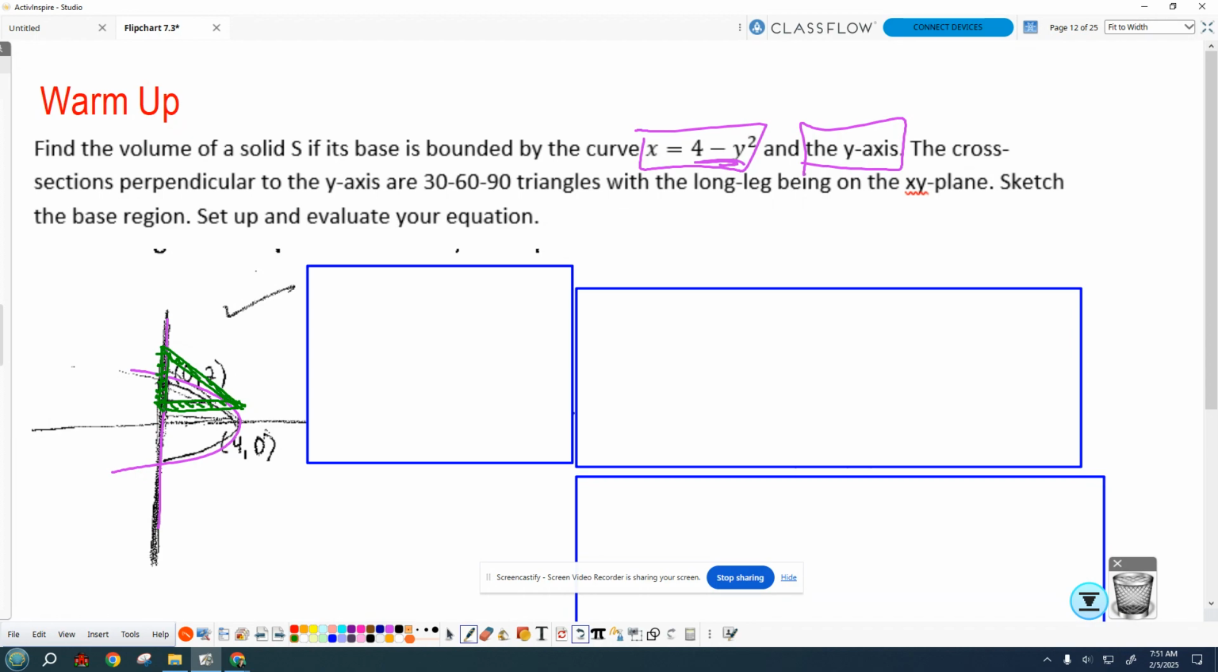So there's the triangle. So the area of that 30, 60, 90 triangle. What's the length of this line? Okay. And that line, is it just that distance?